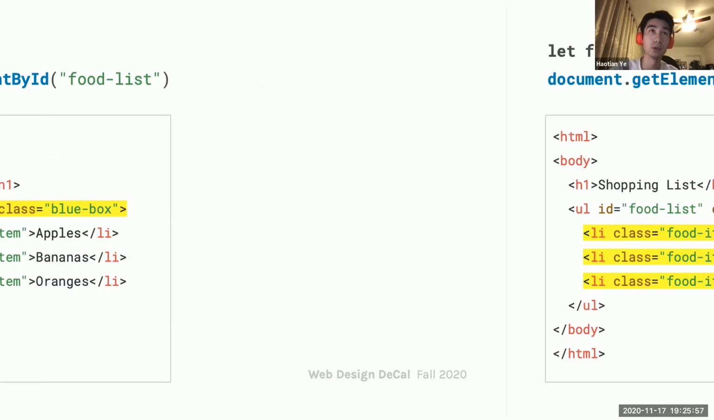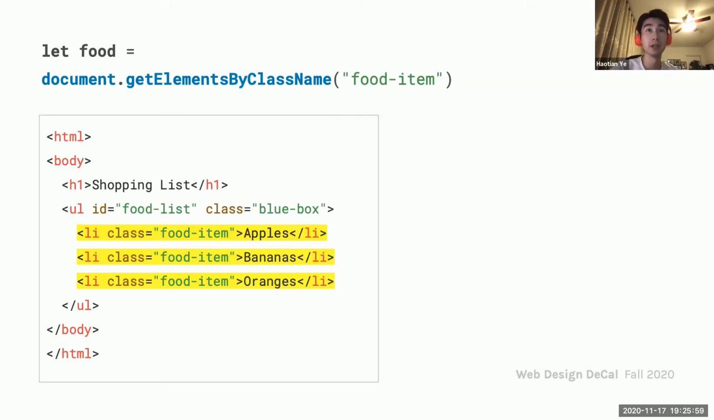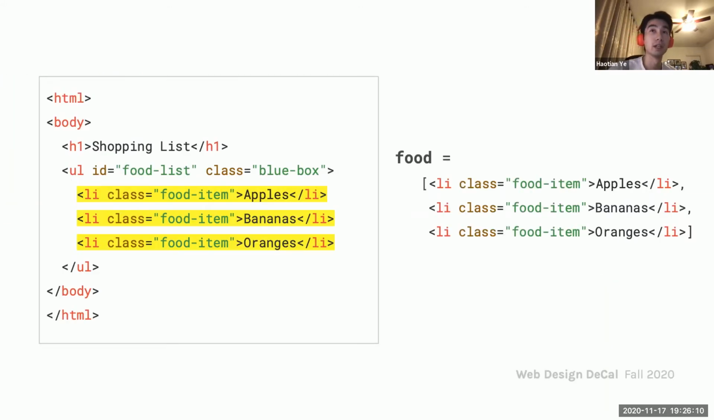But now if we do getElementsByClassName food-item, we have three li tags that have the same class name, food-item. So what would this look like when we run document.getElementsByClassName then? Basically, the food variable and that function would return us this list, or this array, of our three li tags, because all of these have the same food-item class name. And that's the structure of what it looks like when it's returned.